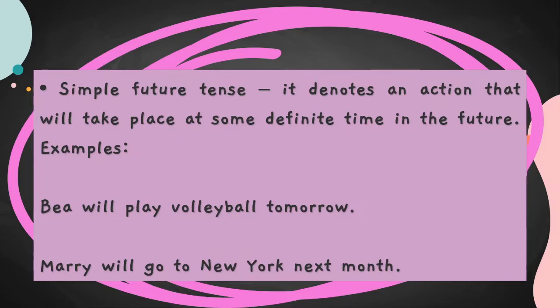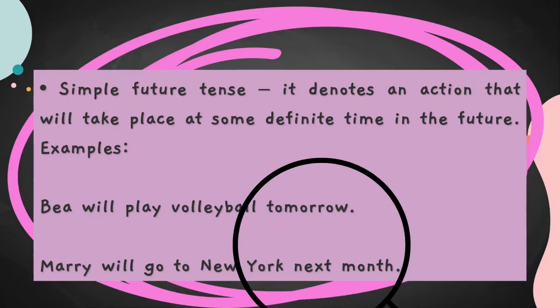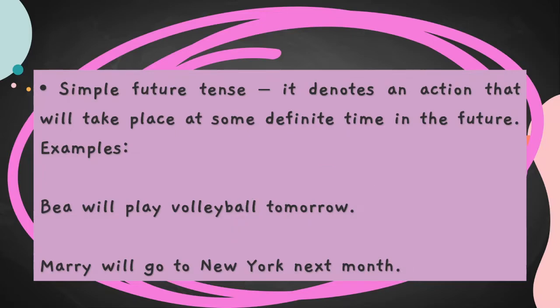Mary will go to New York next month. In this sentence, we have the subject Mary, we have the helping verb will, or the modal verb, and we have the main verb go. And do we have a time indicator here? Correct, we have the word month. Very good. It means that the activity will be occurring soon.